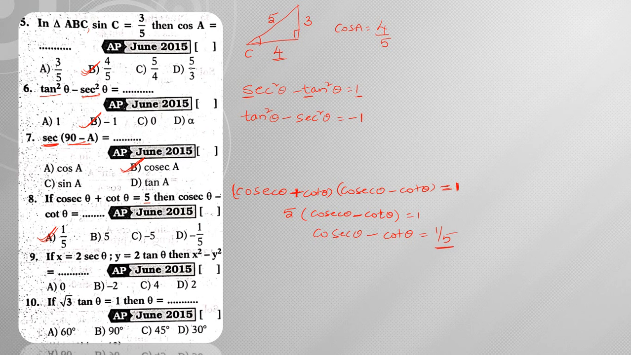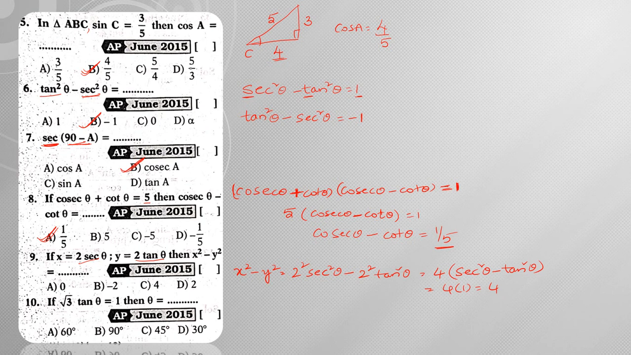Right? Next, what he has given is x is equal to 2 secant theta and y is equal to 2 tan theta, then x square minus y square. So simply I can say x square minus y square is equal to 2 square into secant square theta minus 2 square into tan square theta. So I can take 2 square, that is nothing but 4, as common. Then I am going to have 4 times secant square theta minus tan square theta. So already we know secant square theta minus tan square theta is equal to 1. So 4 into 1, 4.